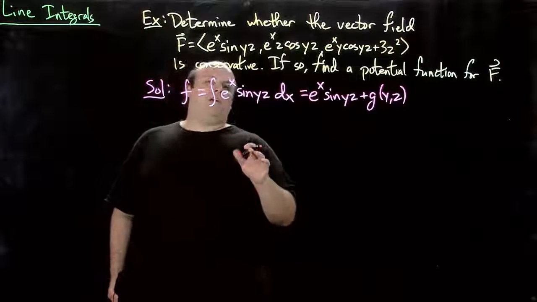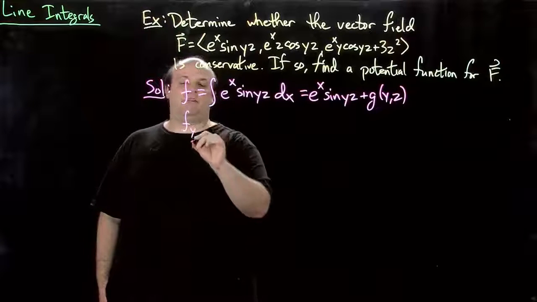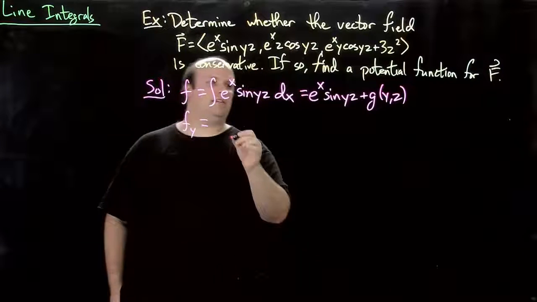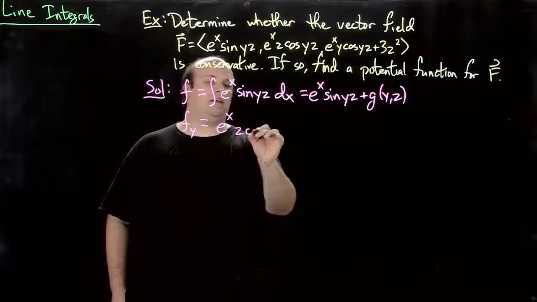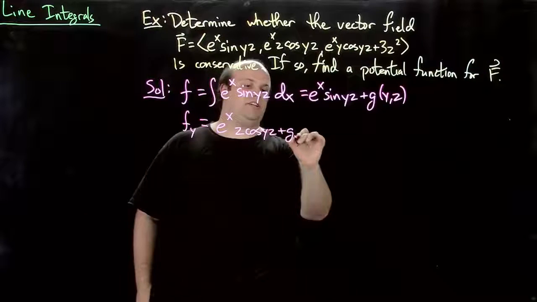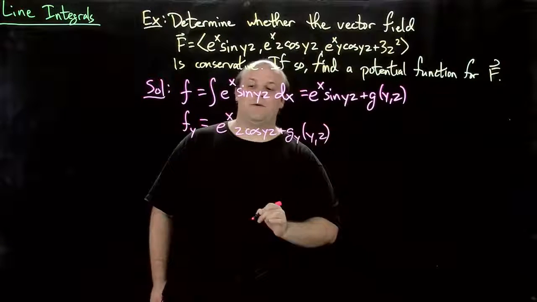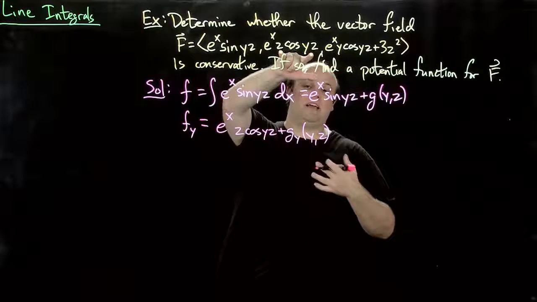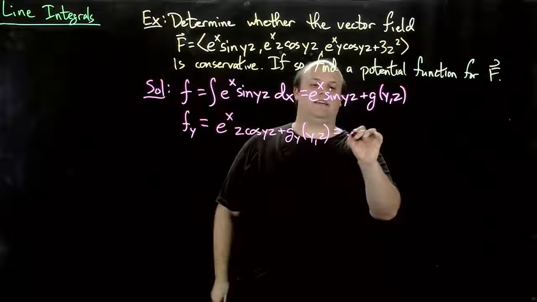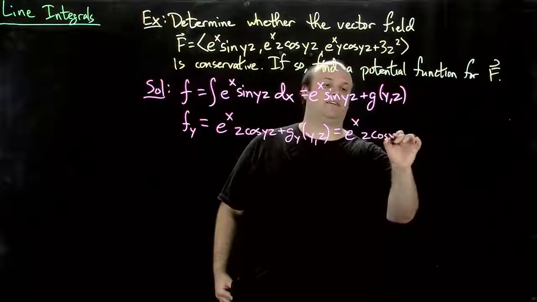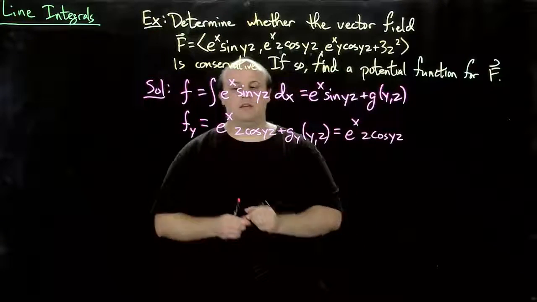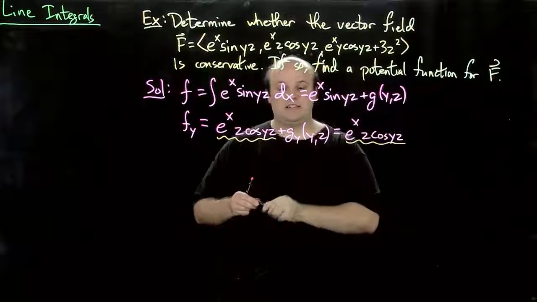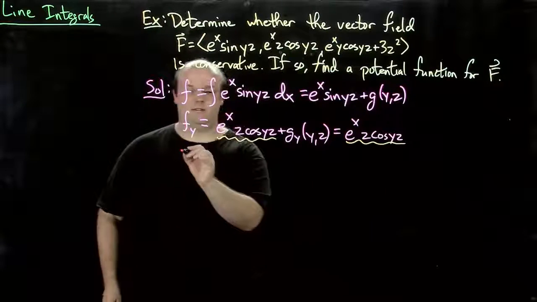All right. Well, now we can take the partial derivative with respect to y. That'll be e to the x z cosine yz plus g sub y of yz. And we know that should be equal to this middle component, because this middle component should be f sub y. So we get e to the x z cosine yz. So these two match up. That tells us that g sub y is 0.